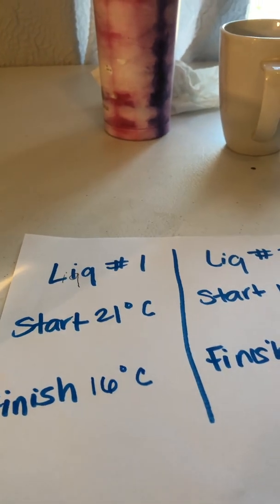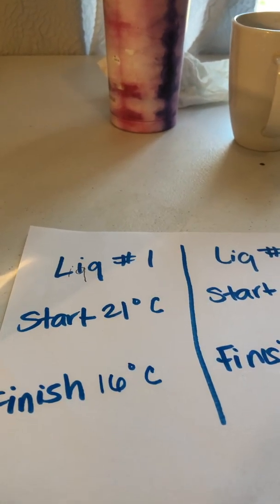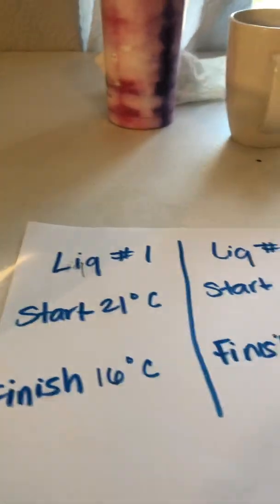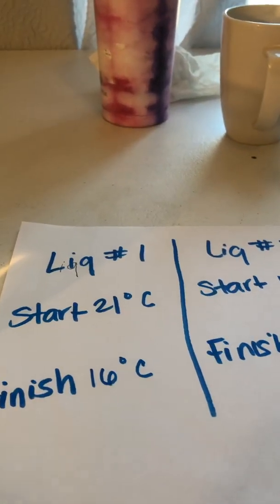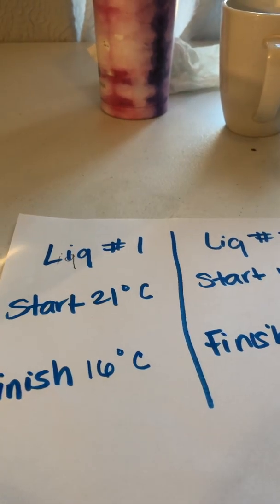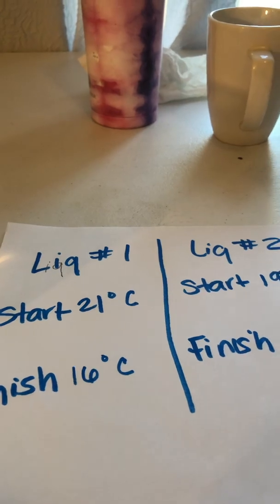So if we were to be asked the question, was there a chemical change? We would say yes. How do we know? Because there was a temperature change. The temperature dropped from 21 degrees Celsius down to 16 degrees Celsius.